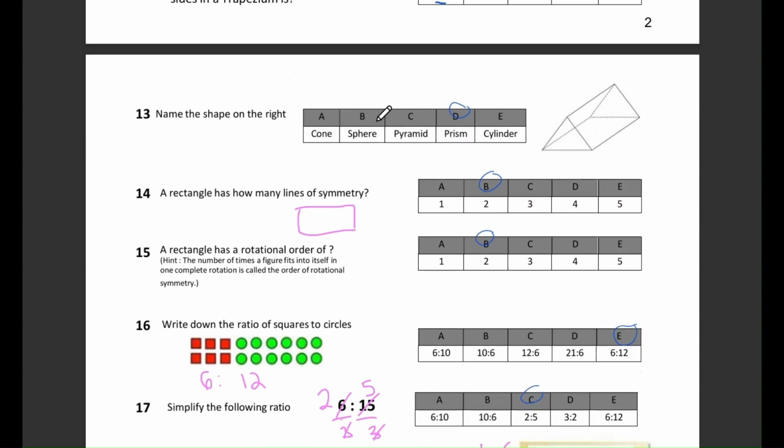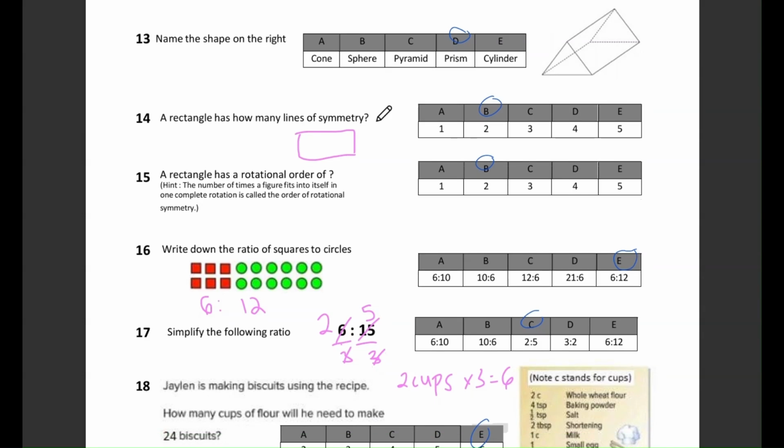Question 13. Moving on to question 13, we are asked to name the 3D shape shown on the right. The options are A. Cone, B. Sphere, C. Pyramid, D. Prism, and E. Cylinder. The shape shown is a prism because it has 2 identical flat faces and rectangular sides. This is different from a pyramid, which has a single base and triangular faces, making the correct answer D.